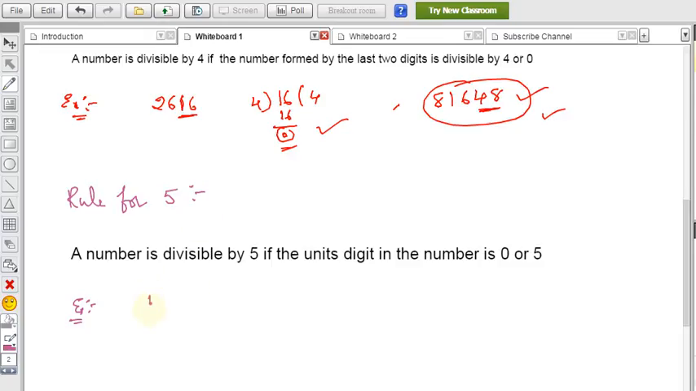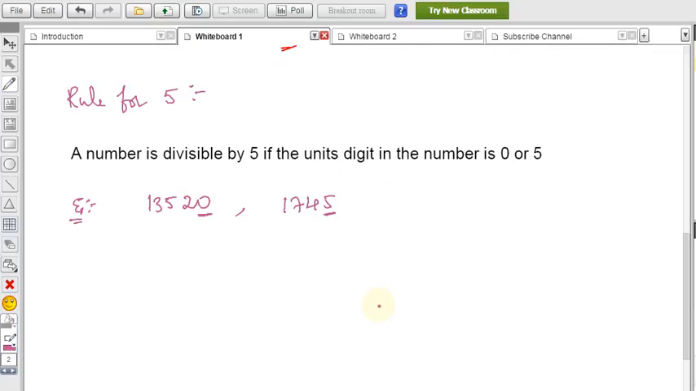So 13,520. 0 is in this place, so it's divisible. 17,145. 5 is in the units place. So if either 0 or 5 is there in the units place, then that number is divisible by 5. Then rule for 6.